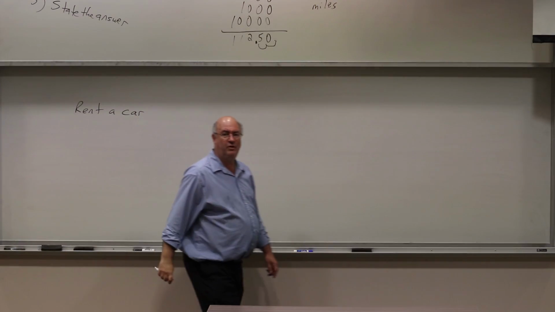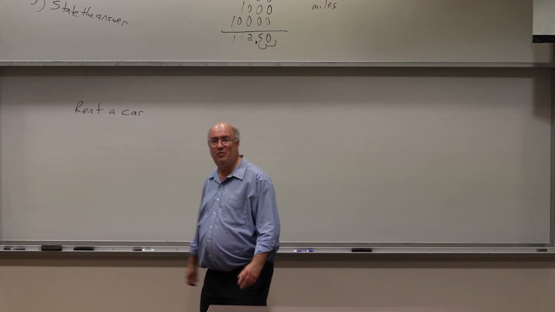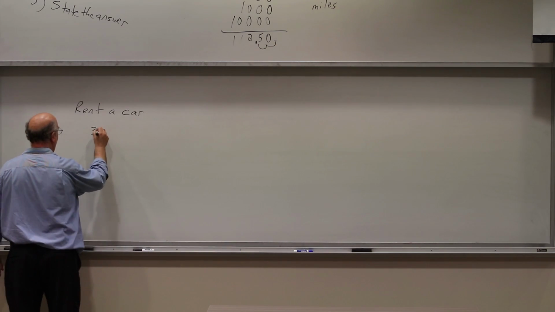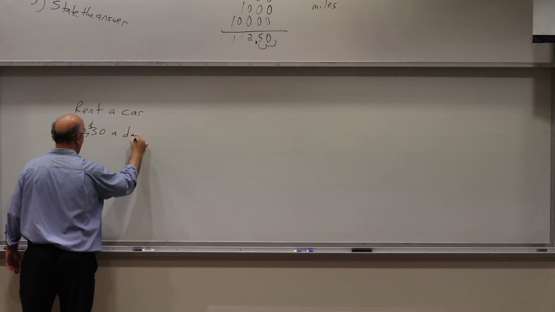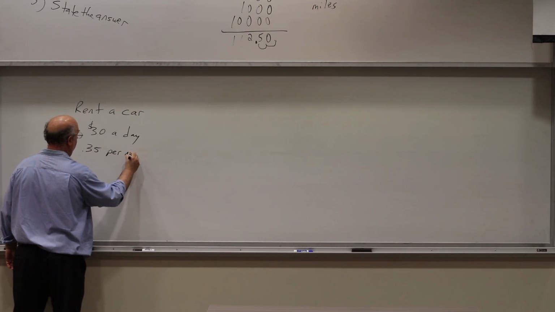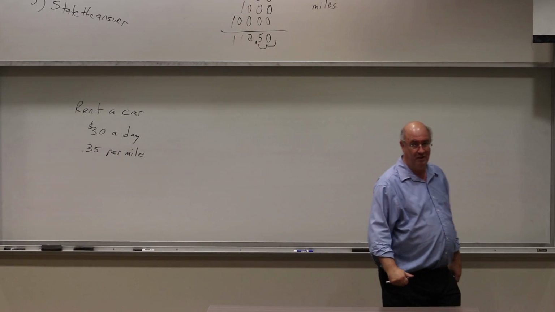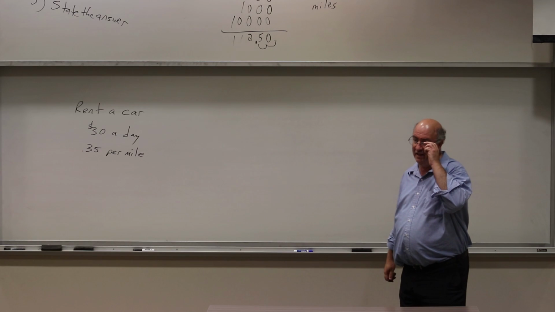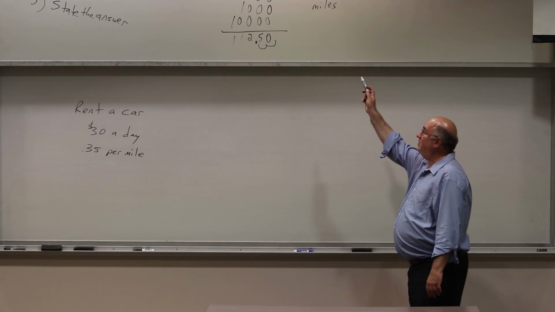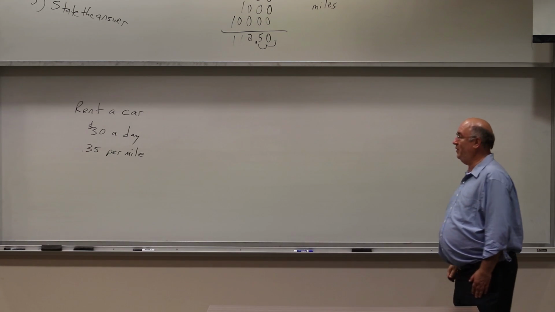All right, okay, rent a car, they usually have two rates. They say, well, you want to rent a car, that'll be $30 a day. And then they'll say 35 cents per mile. Then you take how many miles you drive times 35 cents. You get an answer. You add that to $30 a day, and you get your total. Okay. Same thing. We got to understand, read, reread, all that stuff. Okay, we understand what's going on to rent a car.